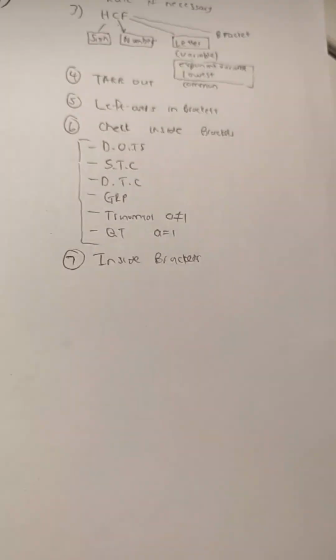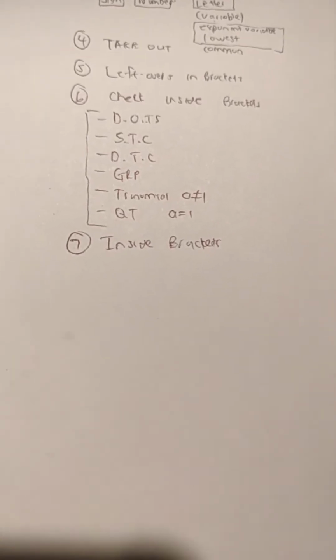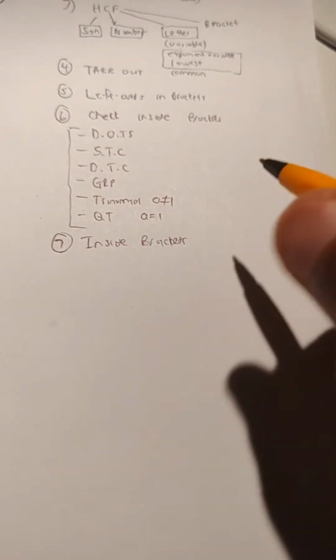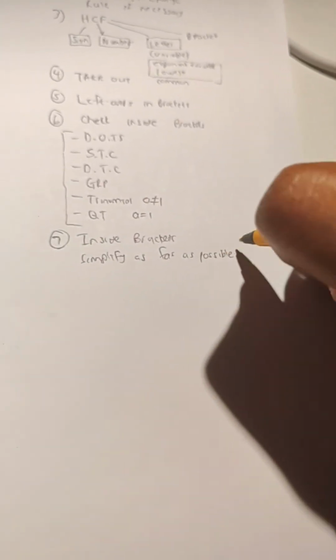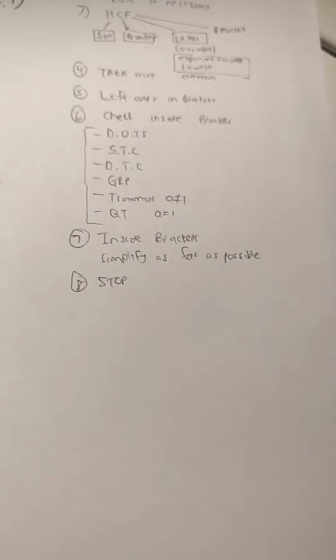Are there any like terms? Because if they are, you add them and you simplify what is inside that particular bracket. So inside the bracket, you simplify as far as possible. And if there's nothing else to be done, then that's where you actually stop and you know you are done with your factorization.